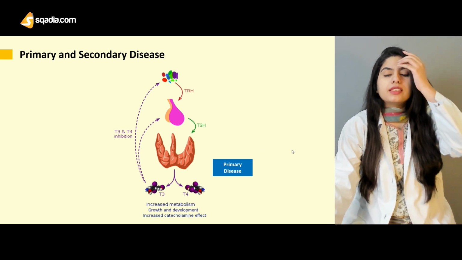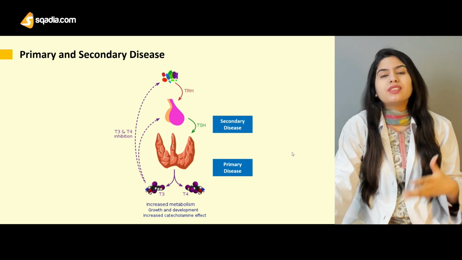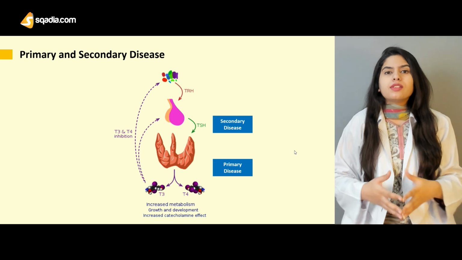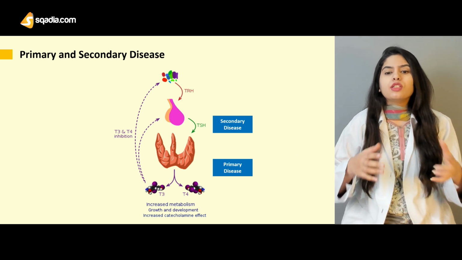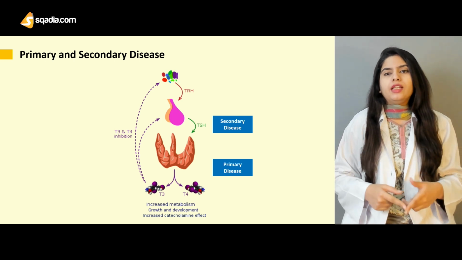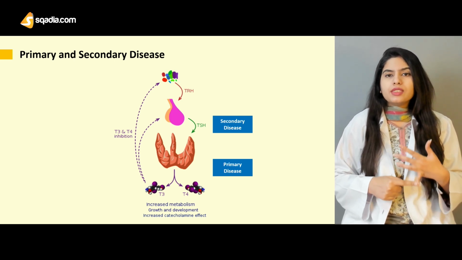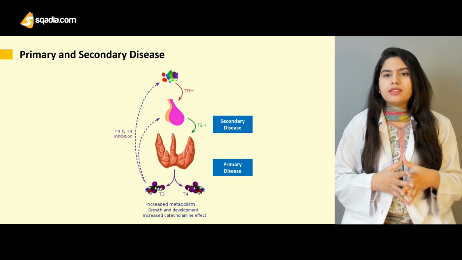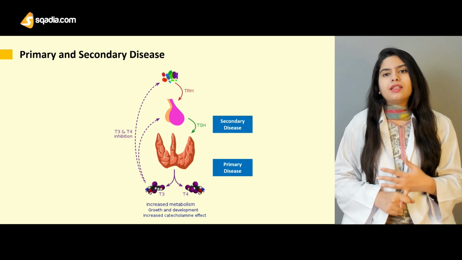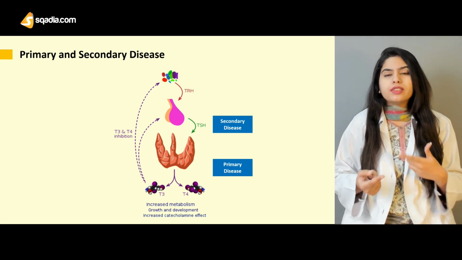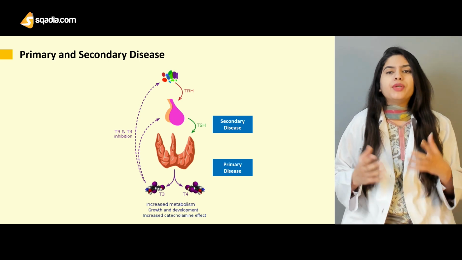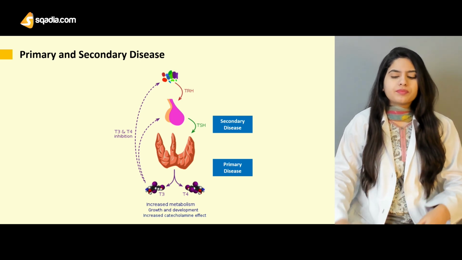Then there is the secondary disease that is due to secondary causes. Secondary causes means causes other than the intrinsic causes, including the thyroid stimulating hormone and the thyroid regulatory hormone, including central nervous system diseases, diseases of the hypothalamus or any other disease, and pituitary gland diseases. And again, secondary hypothyroidism is much more rare as compared to primary hypothyroidism.